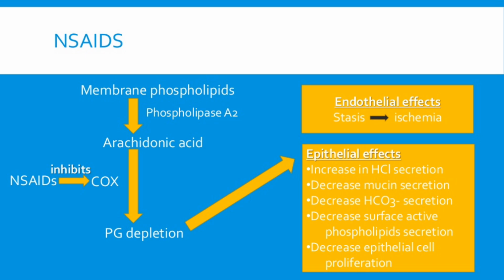Let's see how NSAID causes ulcer. NSAIDs such as aspirin, ibuprofen, and naproxen are commonly used medications that can lead to peptic ulcers. NSAIDs inhibit the cyclooxygenase enzymes COX-1 and COX-2. So this reduces the production of prostaglandins, which play a critical role in maintaining the protective lining of the stomach by stimulating mucus and bicarbonate secretion. So endothelial effects will be like stasis, which leads toward ischemia, and epithelial effects will be like increase in HCl secretion, decreased mucus secretion, decreased bicarbonate secretion, decreased surface active phospholipid secretion, decreased epithelial cell proliferation.